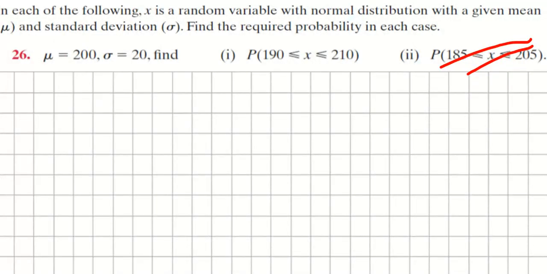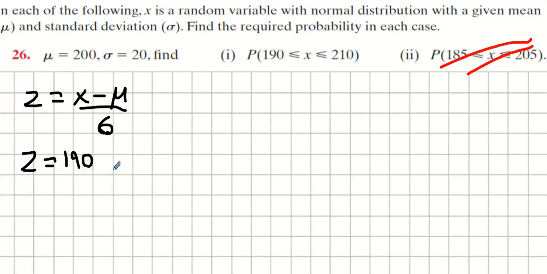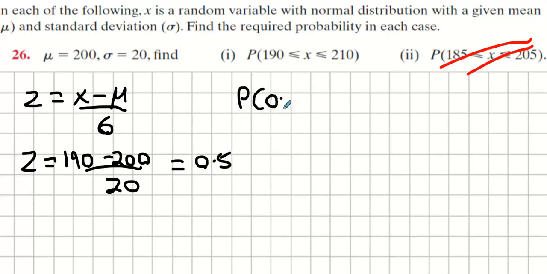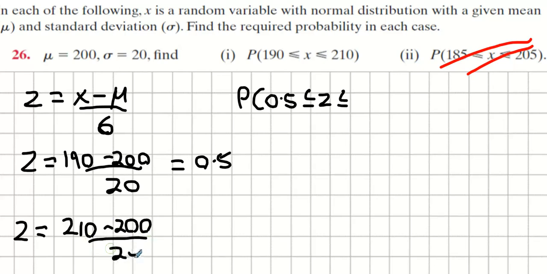26 part 1. We're going to do a z-score of x, take away your average, divided by your standard deviation. We're going to do 190 take away 200 divided by 20. That gives me a z-score of minus 0.5. And then I'm going to do 210 here, which gives plus 0.5. Okay, I believe that makes things a bit easier.